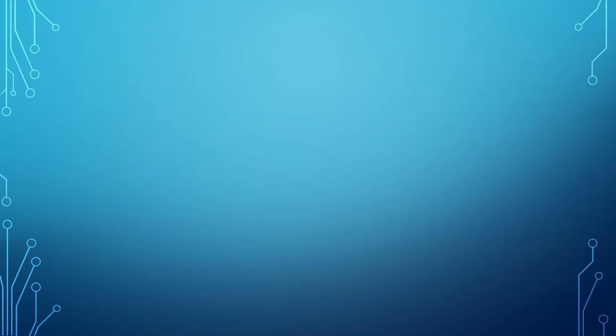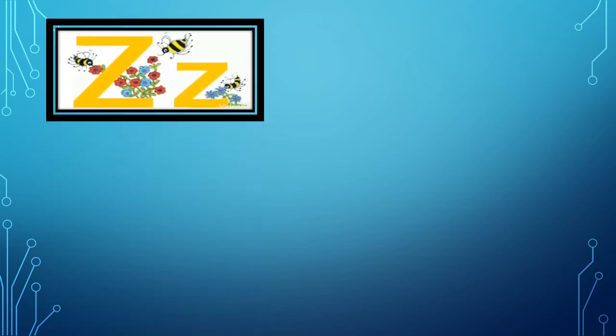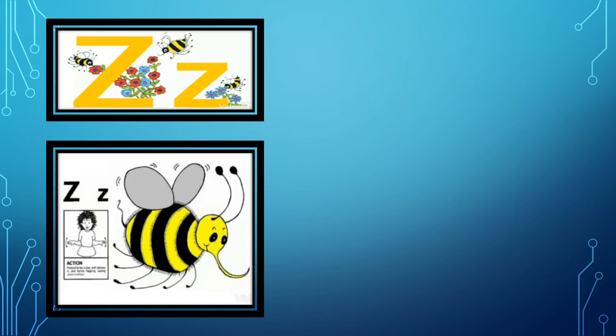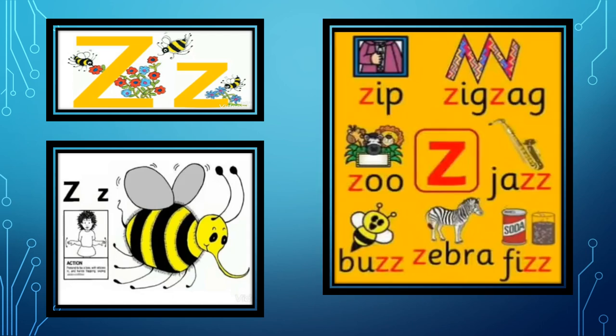Now, let us look at each sound one by one. The first sound from Group 5 is Z. Z. The words with the sound Z are zip, zigzag, zoo, jazz, buzz, zebra, fizz. So the sound for letter Z is Z.